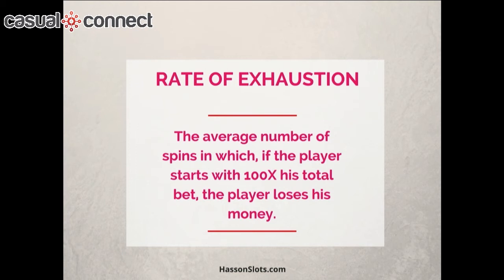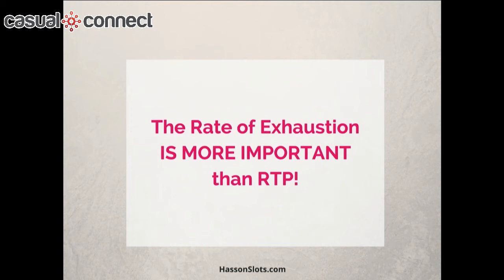Then you take that number, let's say it's N1. That's how many spins the player had. And then you do that tens of thousands of times. You take the mean, not the average, but the mean, which is a more reliable average. You take the mean of all those numbers, and that is your rate of exhaustion. So basically it's how many spins, on average, the player actually gets to spin with that math. So the rate of exhaustion is more important than RTP.